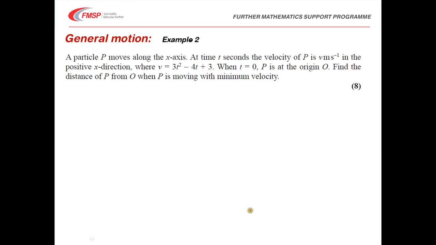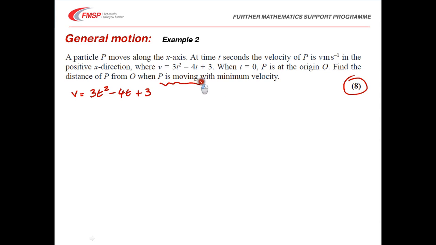Okay, let's take a look at the second example again. Here, if you would like to work through this question yourself, then now is a good time to pause, as I'm going to begin the explanation. We're told in this question that v is 3t squared minus 4t plus 3, and we're told that when t is 0, p is at the origin O. We have to find the distance of p from O when p is moving with minimum velocity. Now you notice there are 8 marks here for this question, so we're now going to have to do a fairly substantial amount of work.